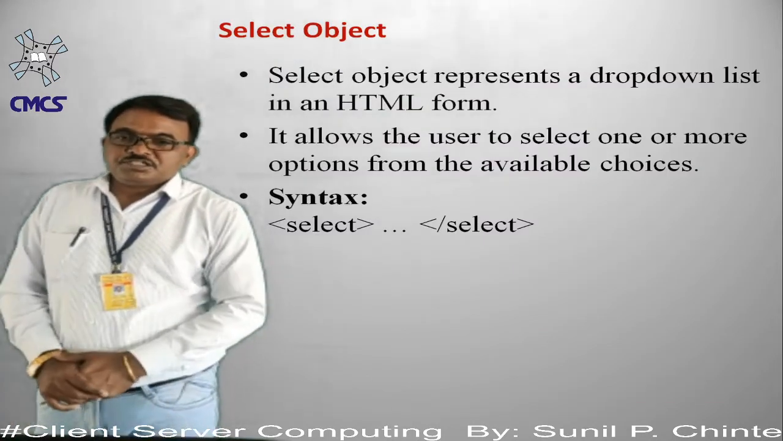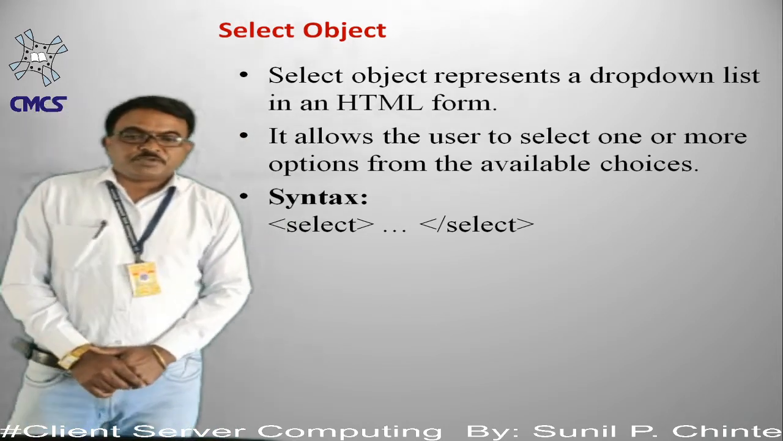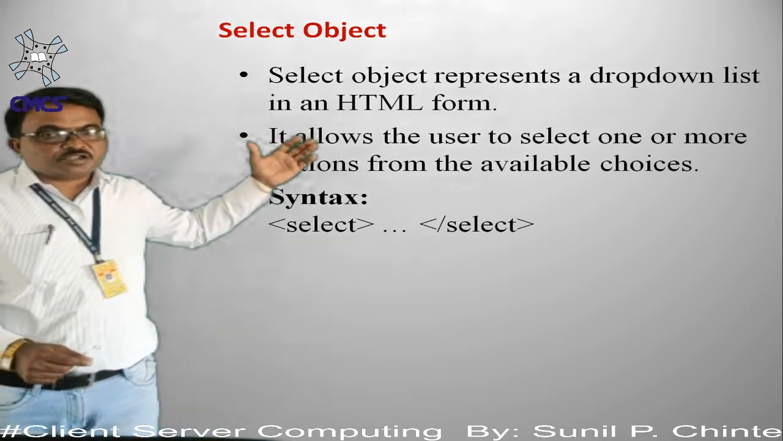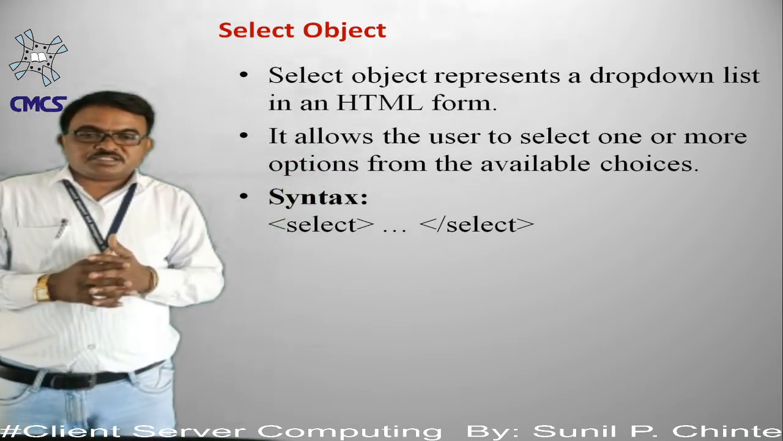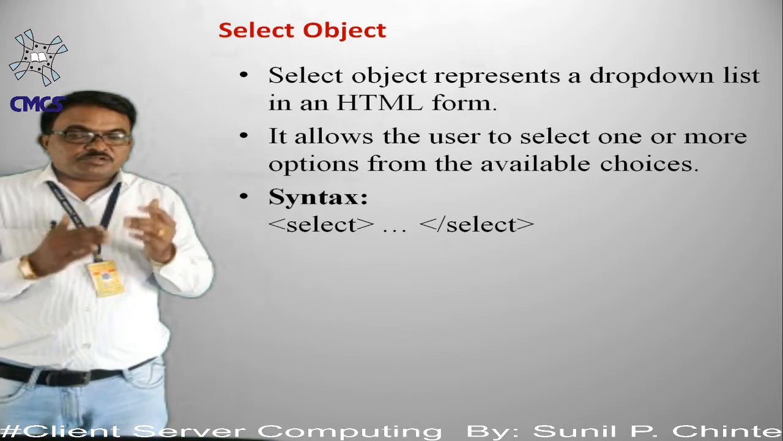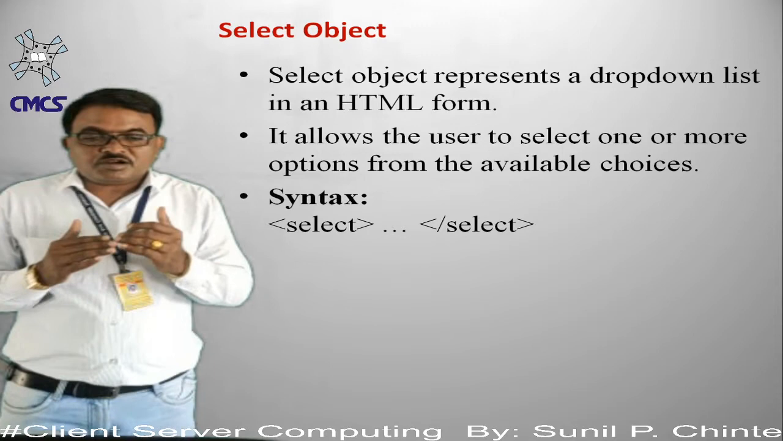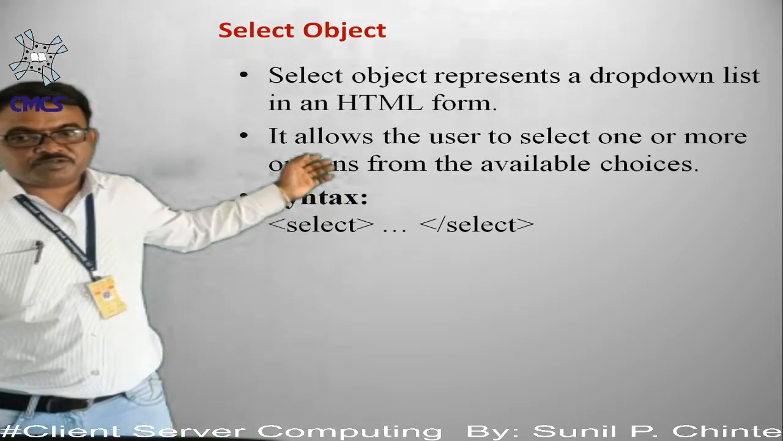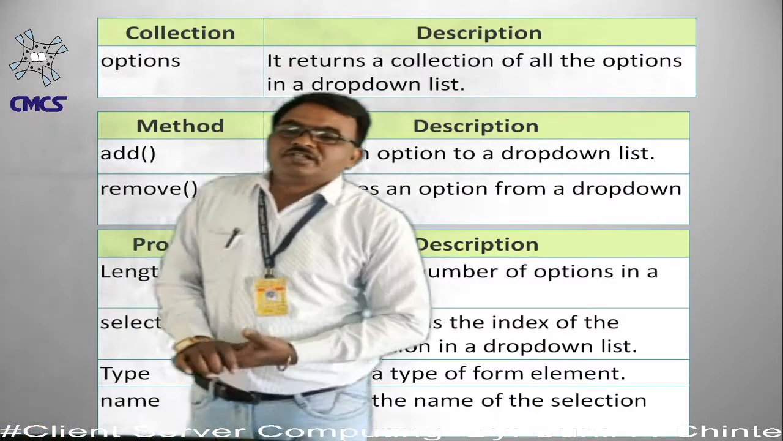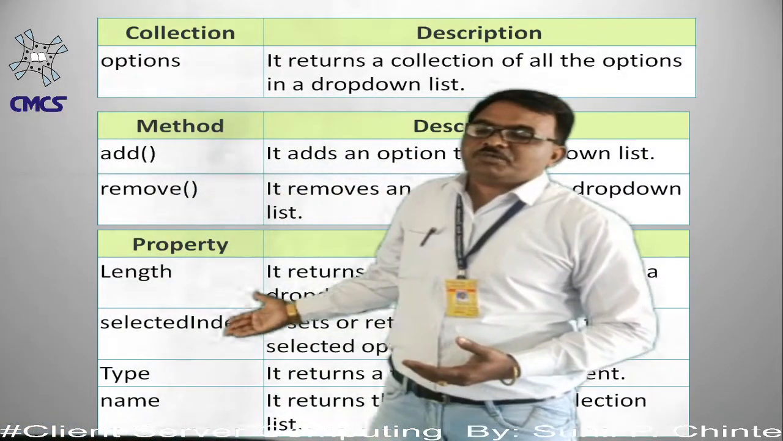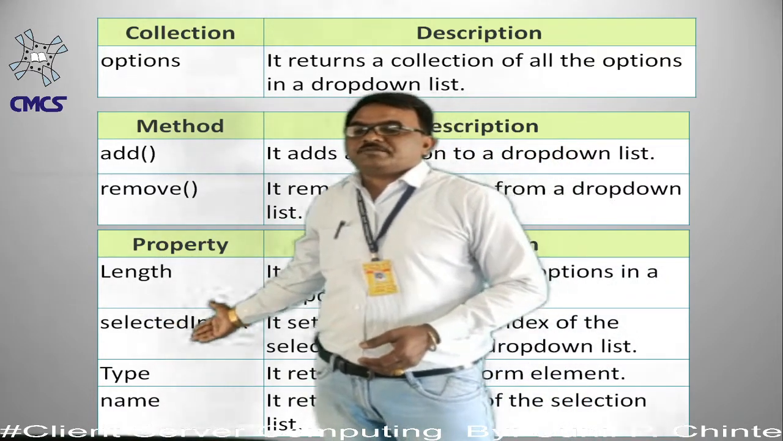Now we have to see the select object. The select object represents the drop down list. As you know, in many applications you can find the drop down list. From the drop down list you can choose the options. For that purpose we can use the select object. These select objects have different properties and methods: the length property, selected index property, type and name.